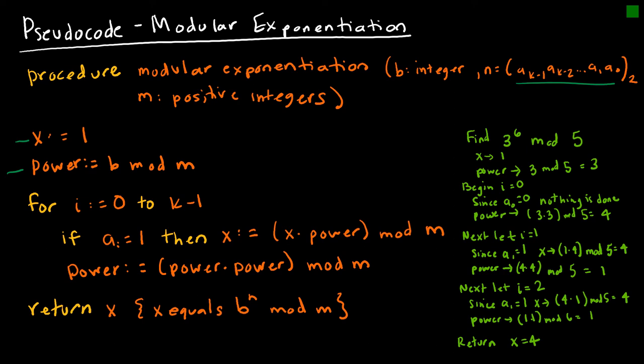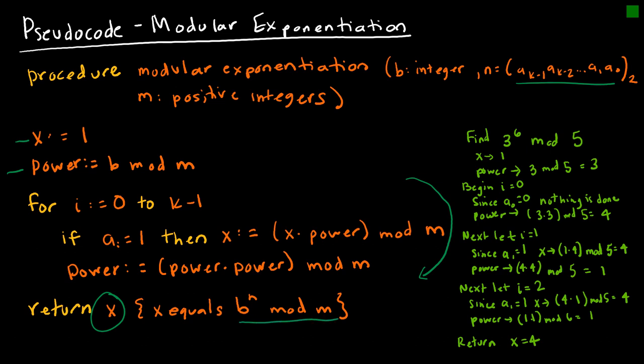for all of the values, so for the index of 0 through the rest of them, if a sub i is equal to 1, so for that index, if the value is equal to 1, then x is going to be x times the power mod m, and the power is going to be the power times the power mod m. And you're going to continue through this loop again and again until you've gone through all of the values. And our return will be x, which will be b to the n mod m.